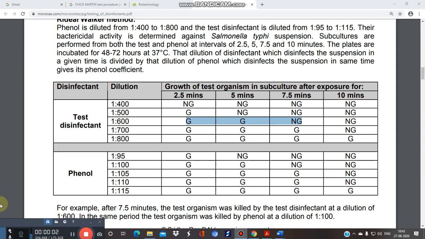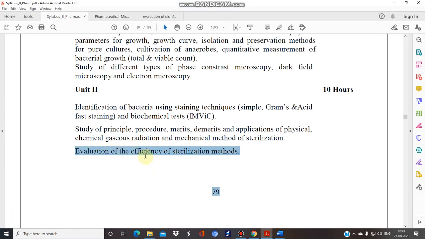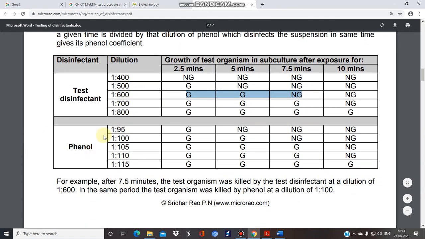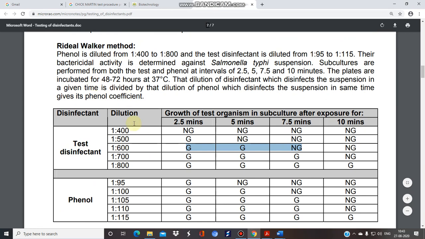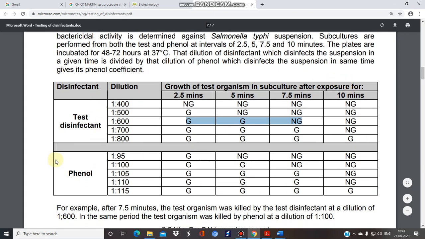I welcome you all in the part 5 video of the evaluation of the efficiency of the sterilization method, and we have covered the Riedel-Walker test. In this video, we are going to see this table again of the Riedel-Walker test. Okay, so let's see this table.